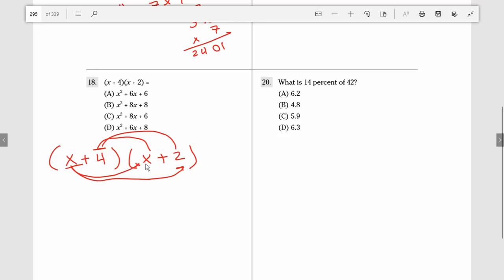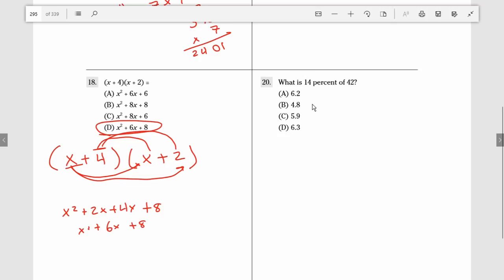So let's do that. X times x, x squared, x times 2, 2x, 4 times x, 4x, 4 times 2 is 8. Combine these like terms, so x squared plus 4x plus 2x is 6x plus 8. X squared plus 6x plus 8, which is right here.